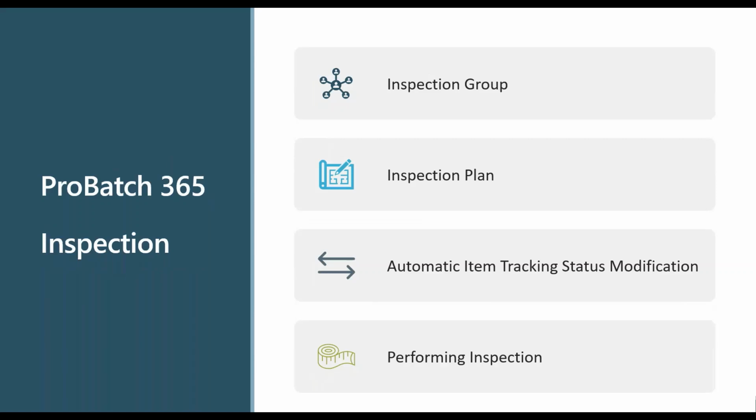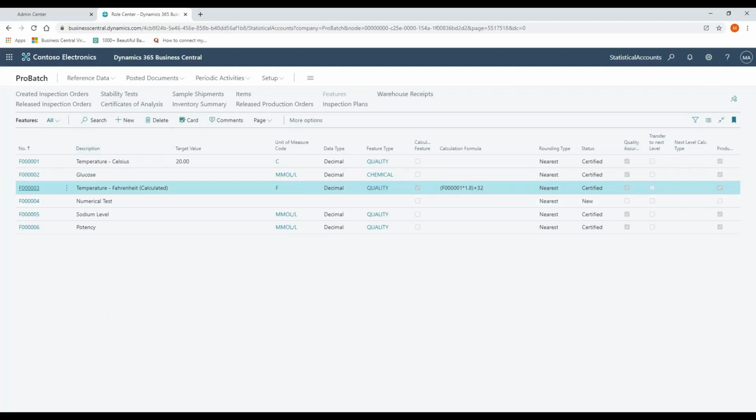Next thing we want to talk about is an inspection. So the inspection is fairly flexible, and we're going to talk about an inspection group, then a specific inspection plan. We're going to talk about this automatic item tracking status modification, and then different ways or different areas that you can actually perform an inspection in the system.